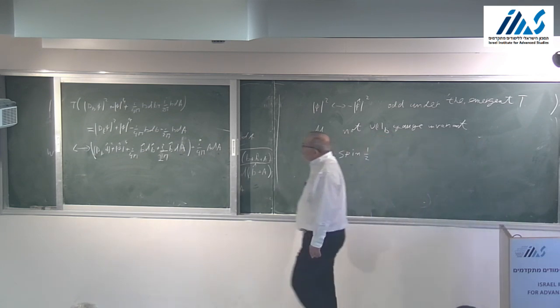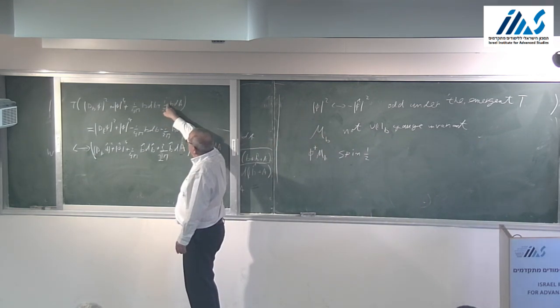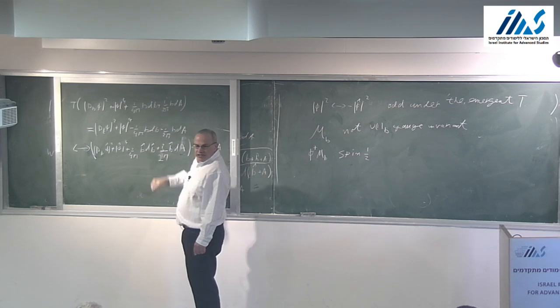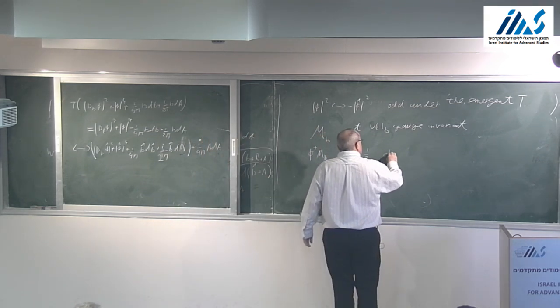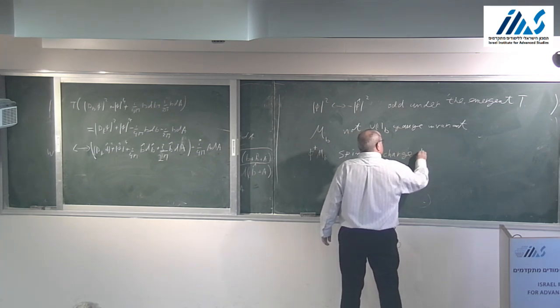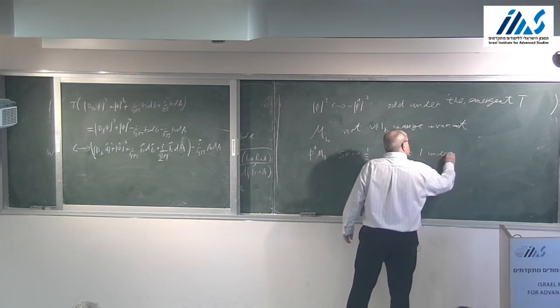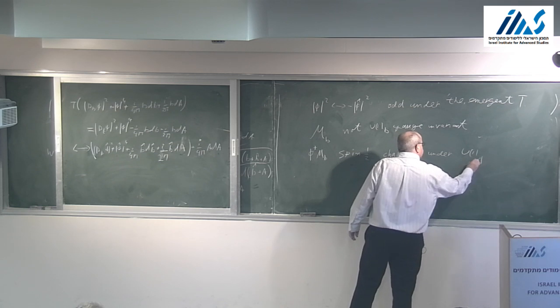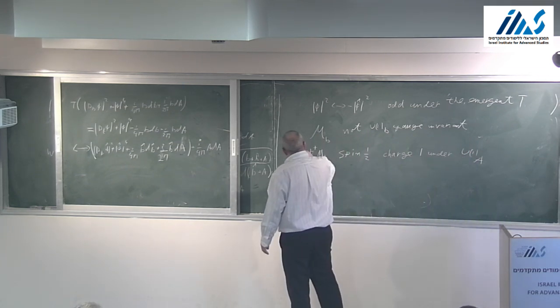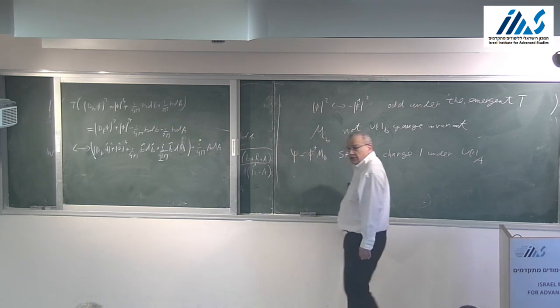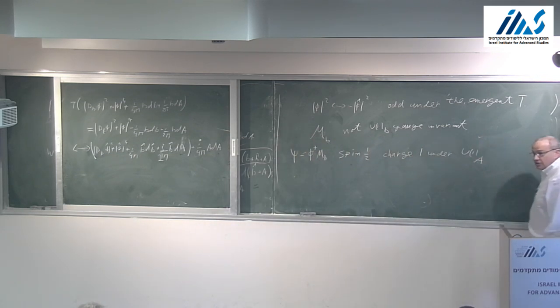Furthermore, I look at this coupling in the Lagrangian and I integrate B by parts. I see that it has charge 1 under A. It has spin 1/2 and charge 1 under the U(1) of the classical field A. So I'm going to denote this operator by psi. It's an operator of spin 1/2, and it carries charge 1 under U(1)_A.